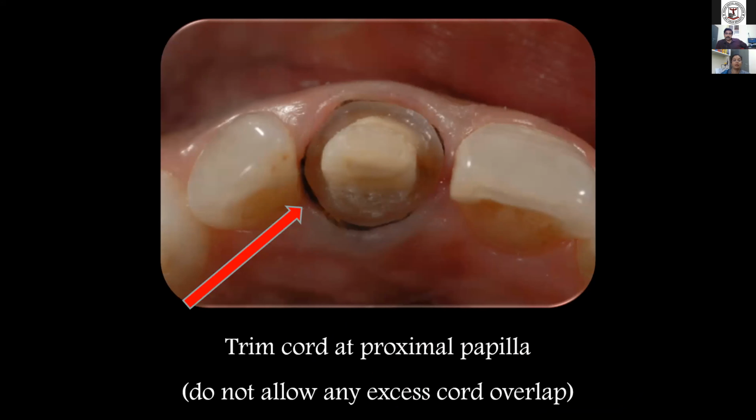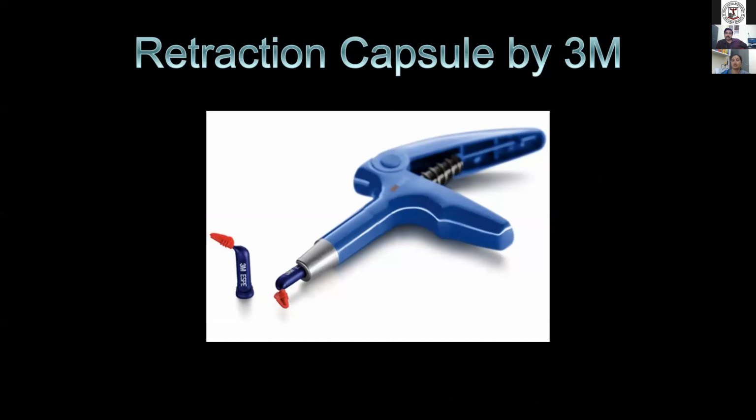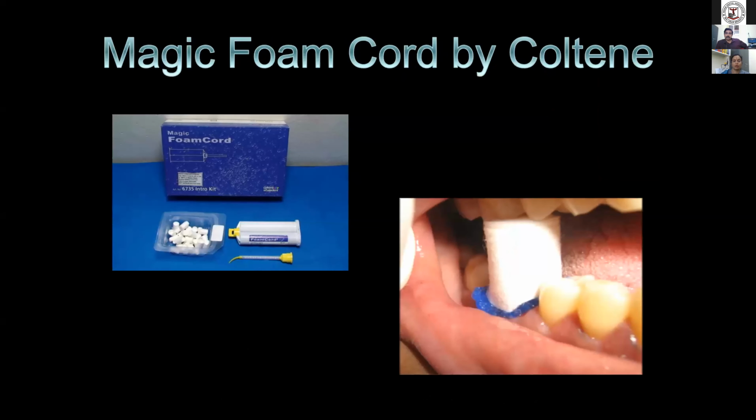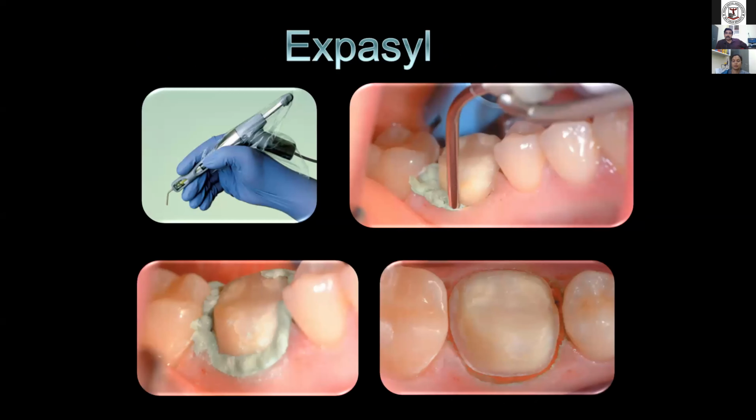But the thick putty material will compress the retracted soft tissues. Hence, the cord should remain in the sulcus when the putty impression is made. And remove the cord, irrigate well and dry the tissue just before doing the reline with the light body. Now, the alternate techniques for gingival retractions are retraction capsule by 3M, magic form cord by Coltene, X-Pacil, etc.